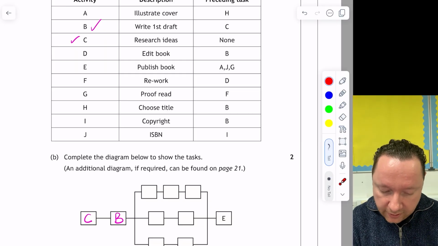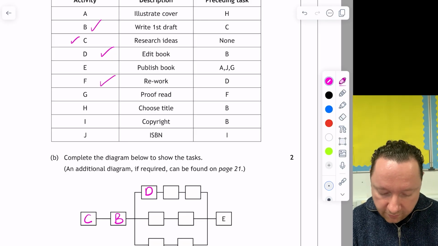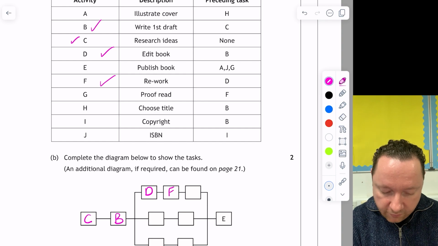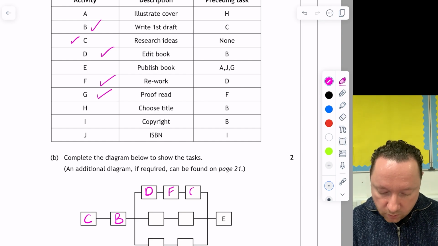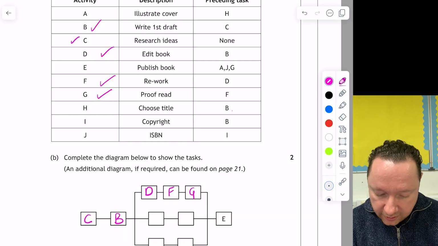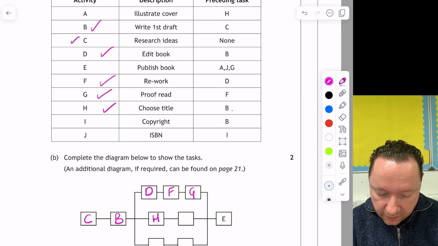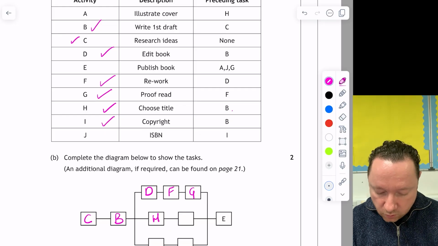So after B is D. So I'm going to put D in this one. And then after D is F. So I'm going to put F in that one. And then after F is G, so I'm going to put G in this one, and then go back and see what else is after B. So after B is here, which is H, so I can put that here. And after B is I, so I can put this one there.